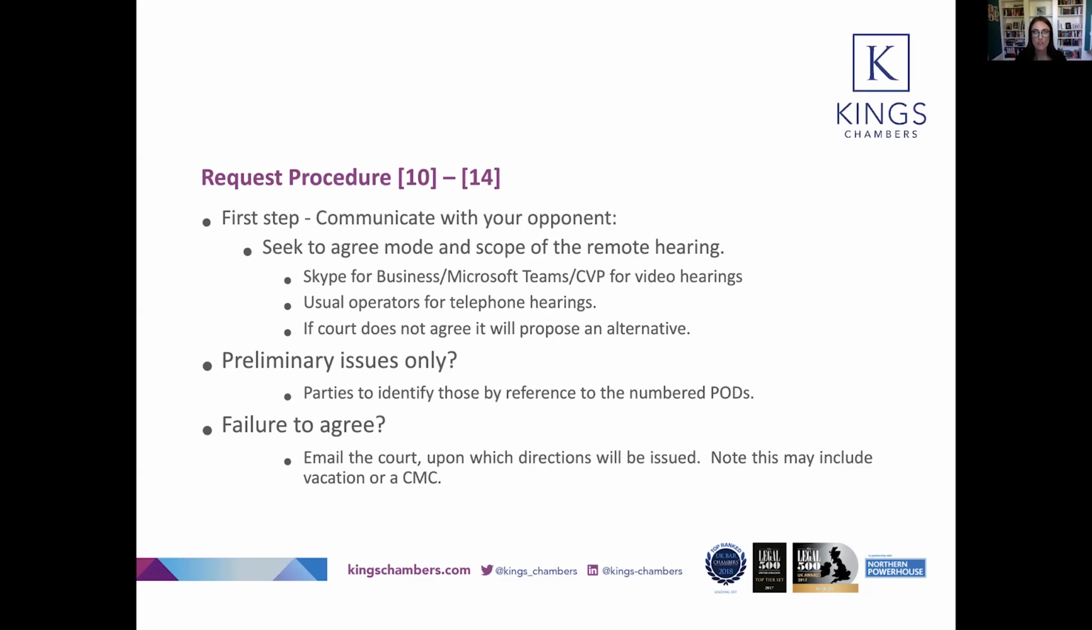The second step is this. Once decided, you will then need to obtain your opponent's agreement as to the mode and scope of your hearing. If you do want to have a preliminary issues hearing only, you will need to identify those issues which are to be addressed by the court by reference to the numbered pods. As this is something that has been covered in directions hearings for a number of years now, it ought not to present any difficulties. If there is a failure to agree, the parties ought to email the court setting out their differences, whereupon directions will be issued.